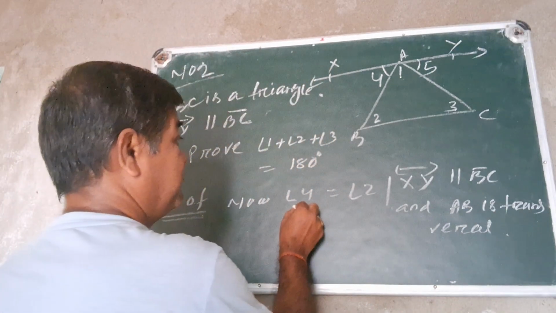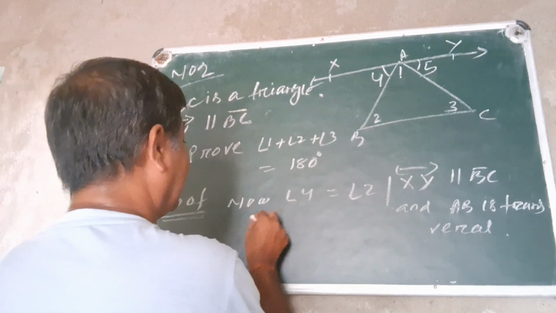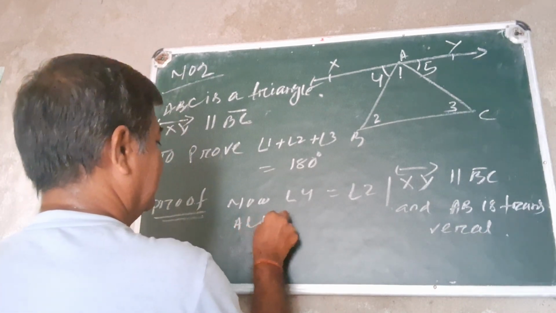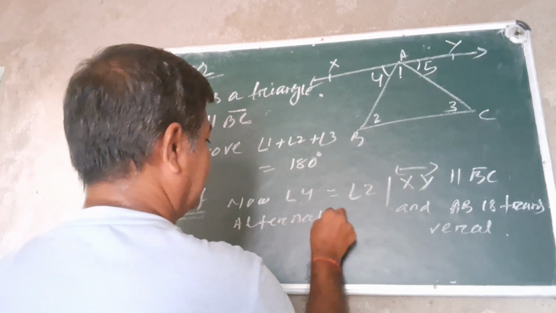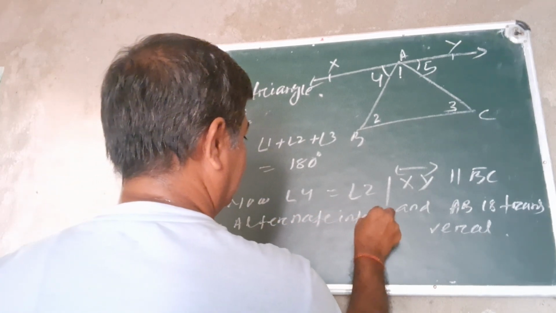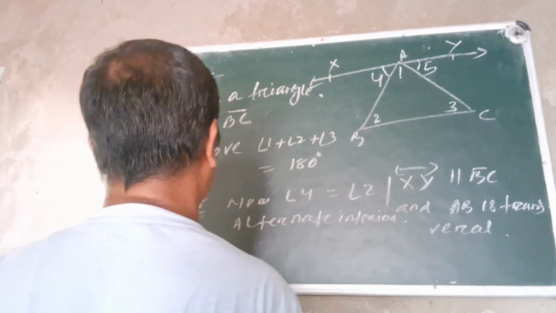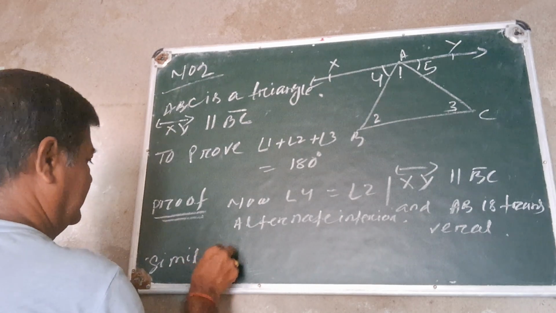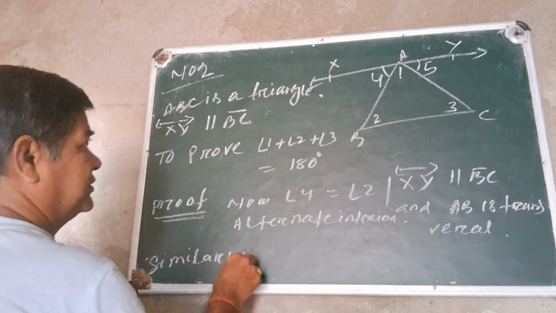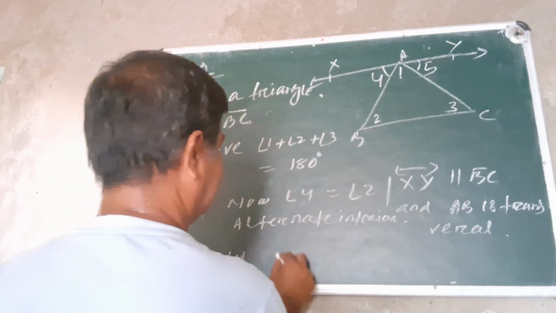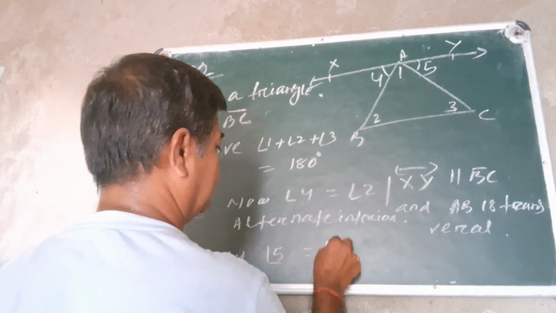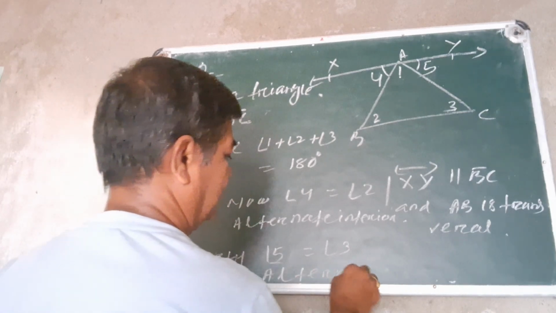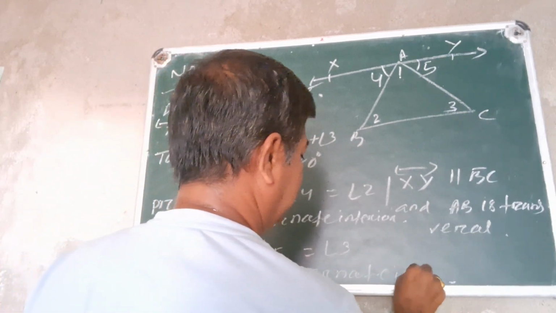That means angle 4 equal to angle 2, alternate interior angles. Similarly, angle 5 equal to angle 3, alternate interior.